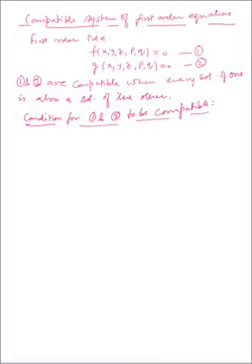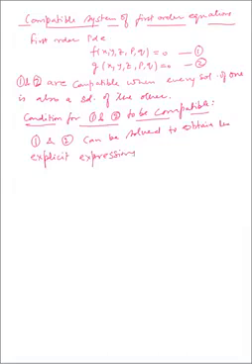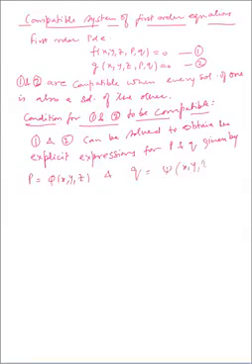So 1 and 2 can be solved to obtain explicit expressions for p and q, given by p is equal to phi(x,y,z) and q is equal to psi(x,y,z). Let's say this is equation 3.